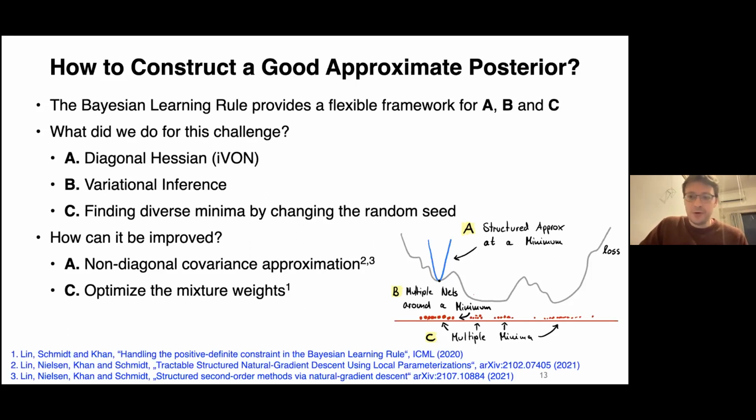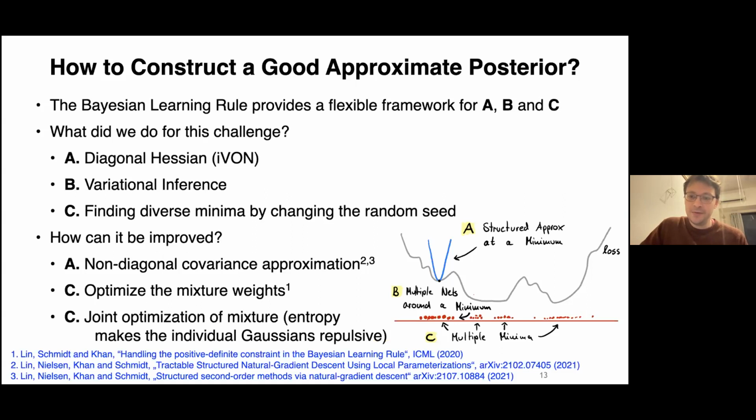So first of all, one could optimize the weights in the Gaussian mixture model, which we did not do. So we set uniform weights, and we can do a joint optimization of the mixture using a joint entropy term, which makes the individual Gaussian components repulsive. And this has been already proposed in theory, but so far we did not implement it. And we hope this will further improve the results.